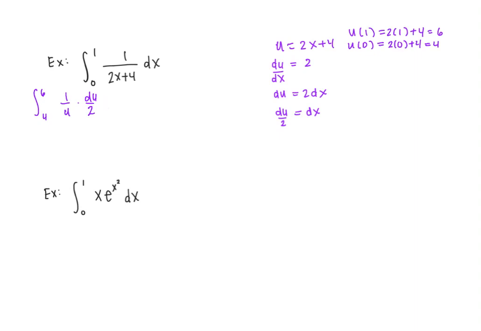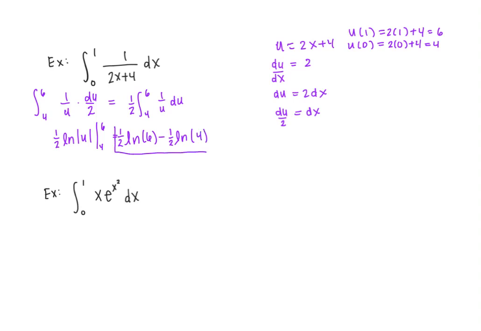And then I'm going to bring out the 1/2. So I have 1/2 the integral from 4 to 6, 1 over u du. Well, the integral of 1 over u is natural log. So I have 1/2 natural log u from 4 to 6. And we can type that into our calculator once we plug this in. We've got 1/2 natural log of 6 minus 1/2 natural log of 4. And you can leave it like this or type it into your calculator to get a decimal answer.